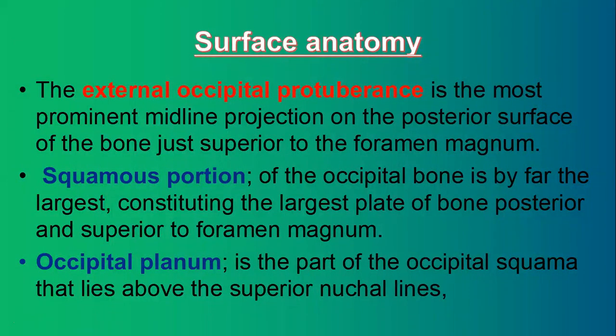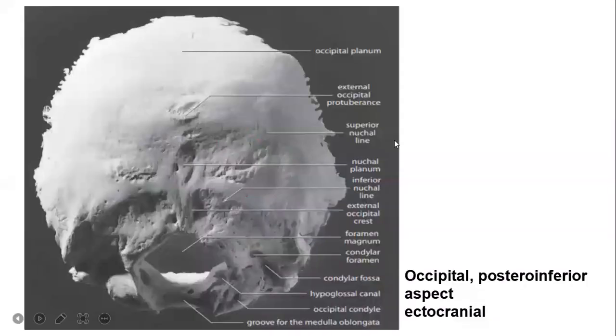The squamous portion of the occipital bone is by far the largest, constituting the largest plate of bone, posterior and superior to the foramen magnum. The occipital planum is the part of the occipital squama that lies above the superior nuchal line. So this is much detailed. Let's review what we've been learning. We have the occipital planum, the external occipital protuberance right here, the superior nuchal line, and the nuchal planum found within this area. We also have the inferior nuchal line, and then the external occipital crest. Remember, we have the protuberance, the superior line, then the crest inferior. The foramen magnum is right there.